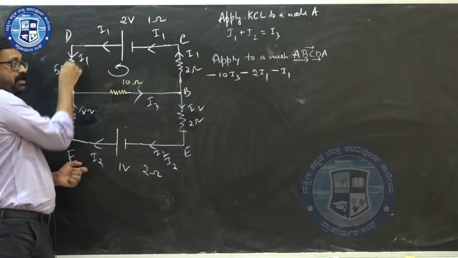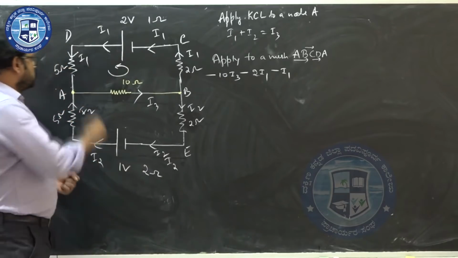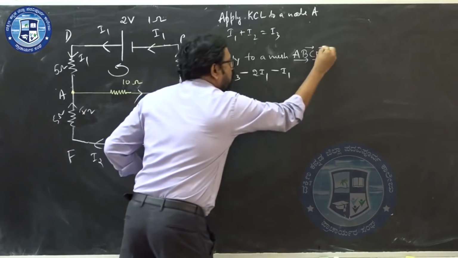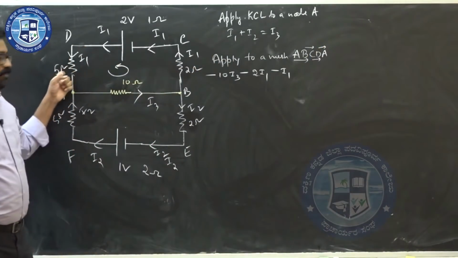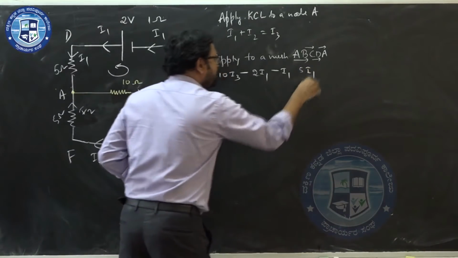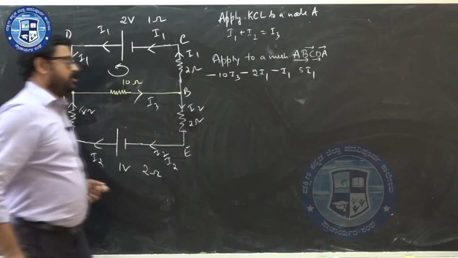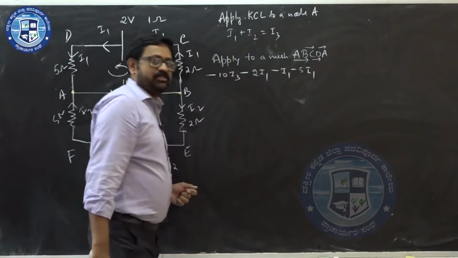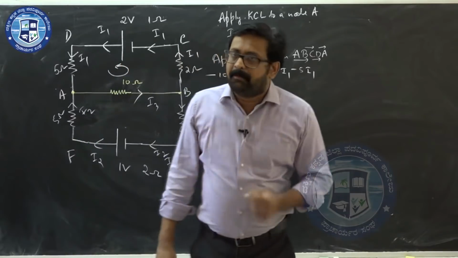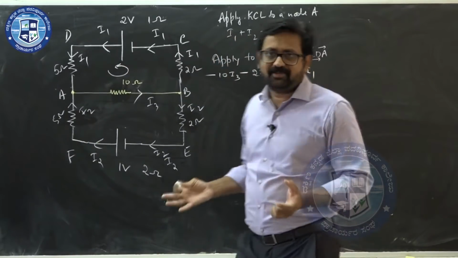Proceed further. You have to end up at A. From which point you started, at the same point you should end. So, if you move from D to A, what is the resistance you come across? 5 ohm. What is the current? I1. So, product of current and resistance is again plus 5 into I1 or minus 5 into I1. Again minus, because direction of current in the branch is same as the direction of traverse. So, it is obviously minus 5 into I1. So, algebraic sum of IR is over.